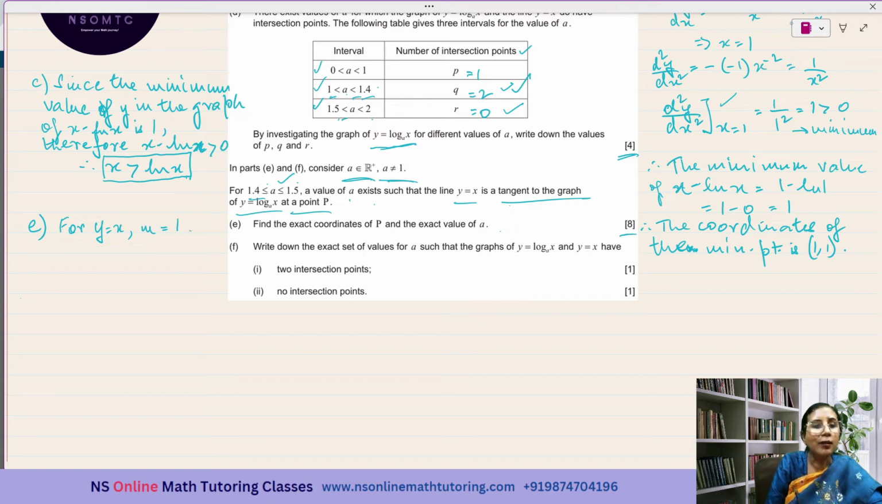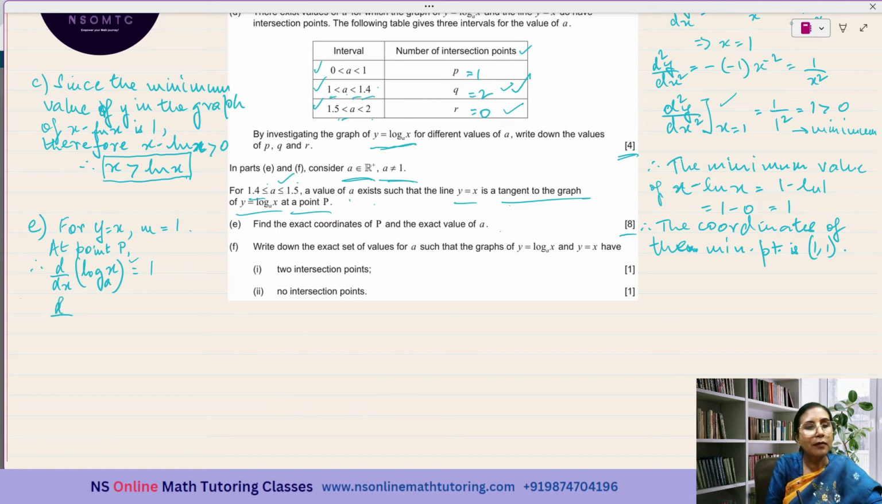And what is the gradient of the curve? So d dx of log x to the base a should be equal to 1 because at point, sorry, not point A, but point P. Now, in case you cannot differentiate, you can, of course, change the base, and they have given the change of base formula right at the beginning of this question.